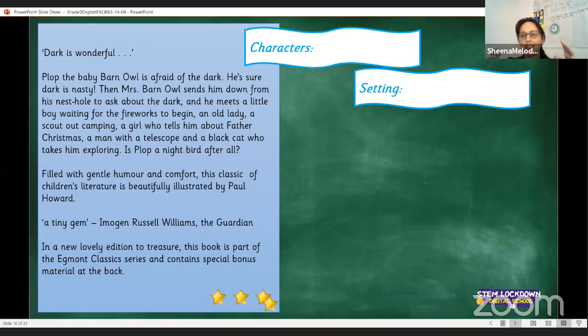So is it in a city? Is it in the field? Is it in the sea? Where does it happen? Okay, in the woods, in a nest, in the dark. Okay, so woods, very good. Okay, so it takes place in his nest hole. Very good, and so it's going to be a tree as well.